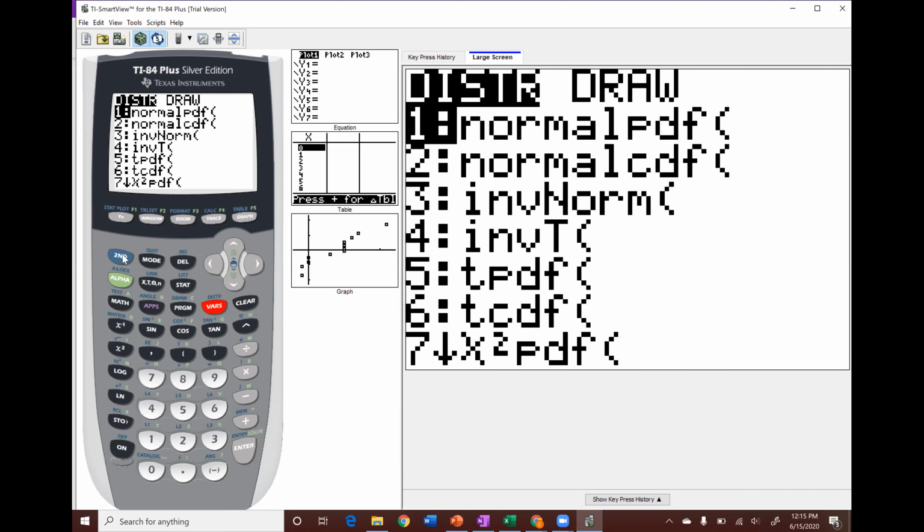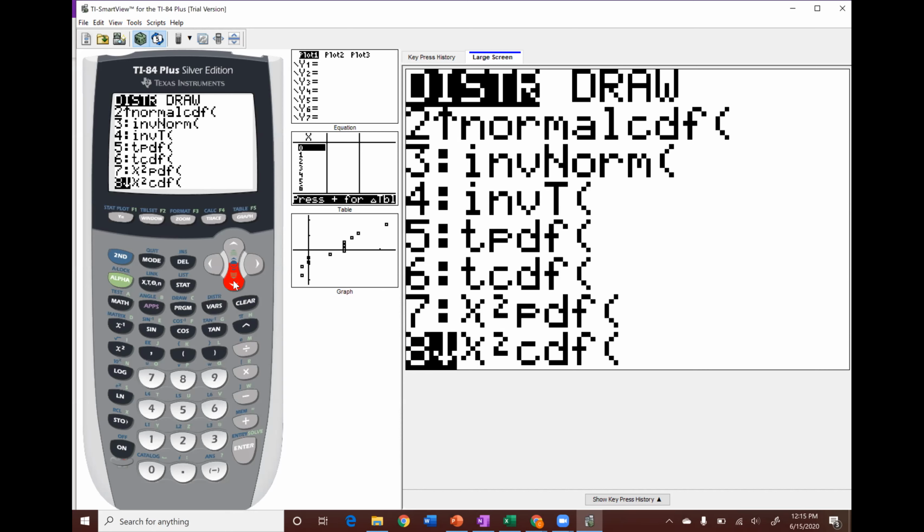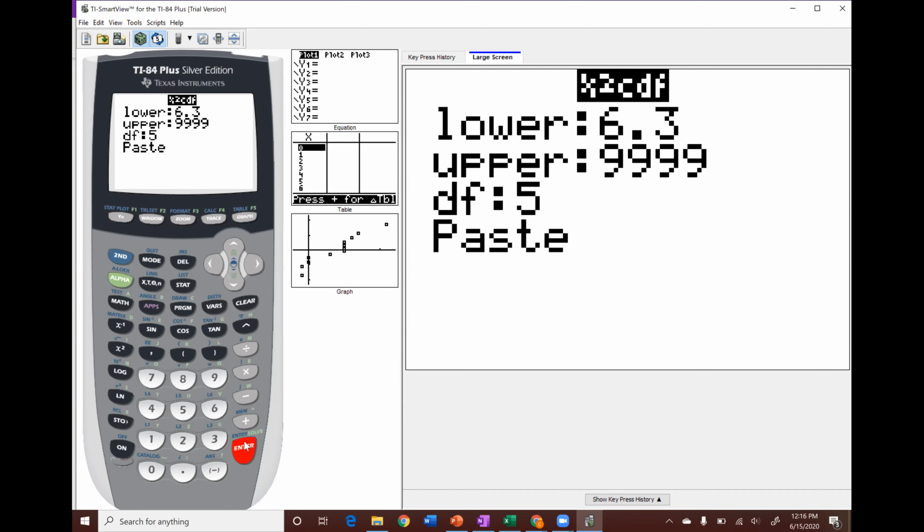where we're going to press second vars, which will bring us to a list of distributions. And as you can see, there's a chi-squared option. We don't want chi-squared PDF. We want chi-squared CDF, cumulative distribution function. The reason is we're looking for an area under the curve.